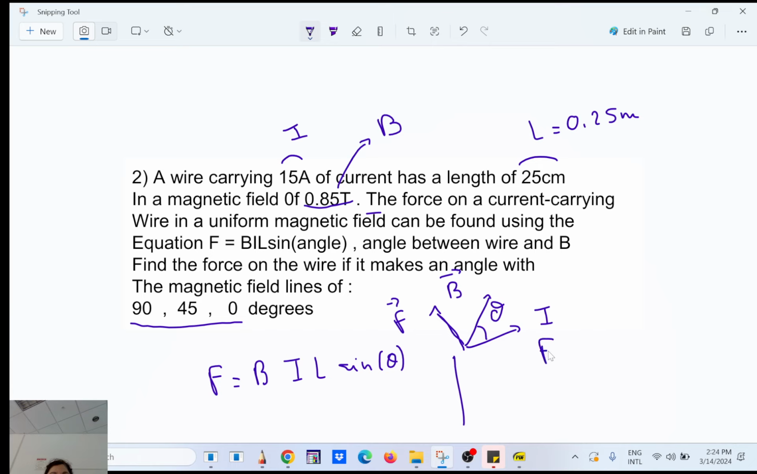So the first one, F, will be equal to 0.85 times the current. What is the current? 15, thank you, times 0.25. How much is sine 90? 1. Okay, so that will be the maximum force that you can get. Do you all agree? So it's going to be 3.2 Newton. So that's for if the angle is 90 degrees.